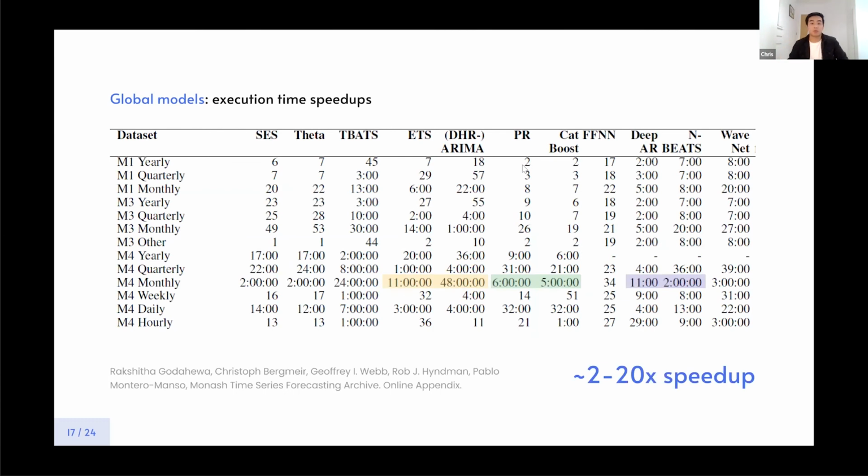And here are some numbers. Once again, also from the forecasting archive from Monash. You can see here that the global models, which are highlighted in green and purple, are significantly faster than the benchmark models of ETS and ARIMA, right? Up to between 2 to even 20 times faster.